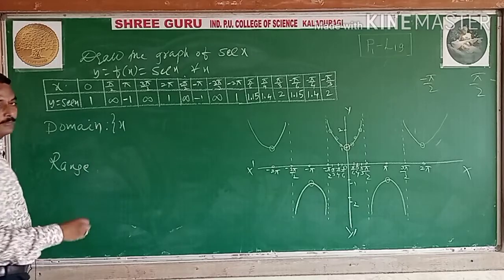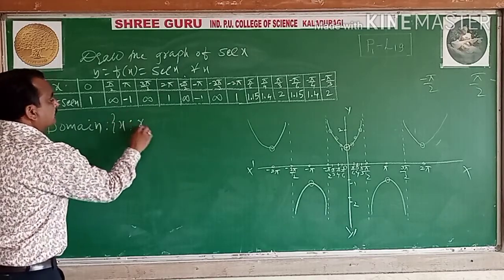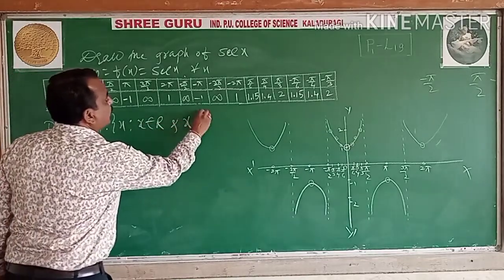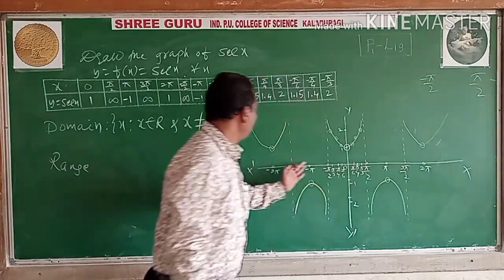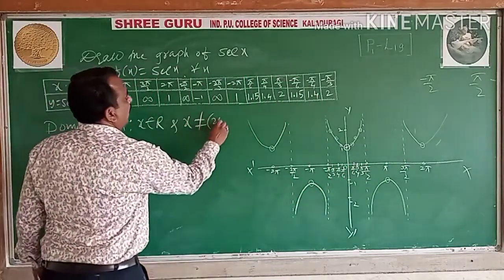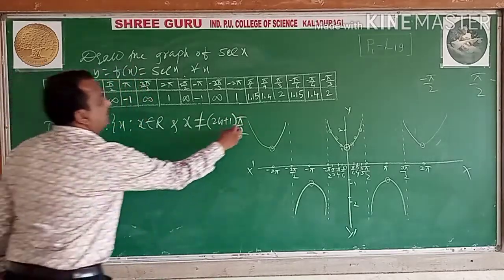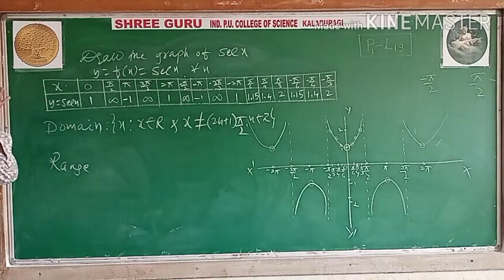Now see, the domain is the set of x such that x belongs to the real numbers, and x is not equal to pi by 2, 3 pi by 2, minus pi by 2, minus 3 pi by 2. So x is not equal to odd multiples of pi by 2, where n belongs to the set of integers. So this is the domain of the graph secant x.